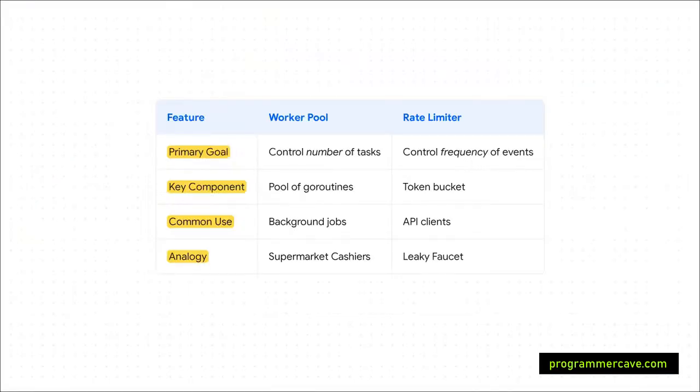A worker pool is about the number of concurrent tasks. Think how many supermarket cashiers are open. A rate limiter is about the frequency of events. Think how fast is that faucet dripping. One uses a pool of goroutines, the other uses a token bucket. You'd use a worker pool for crunching through a huge batch of background jobs. You'd use a rate limiter when you're building a client for an external API.